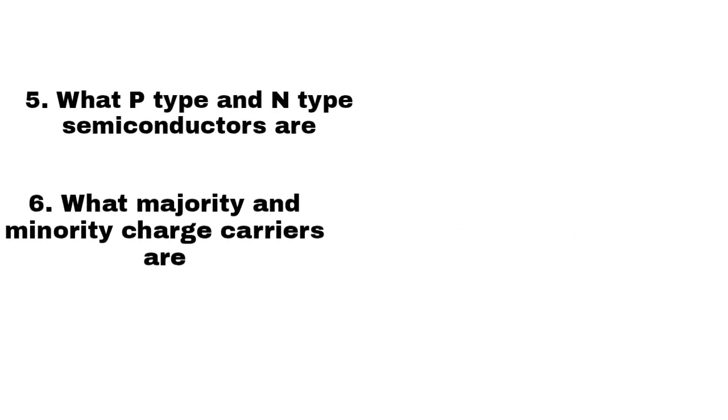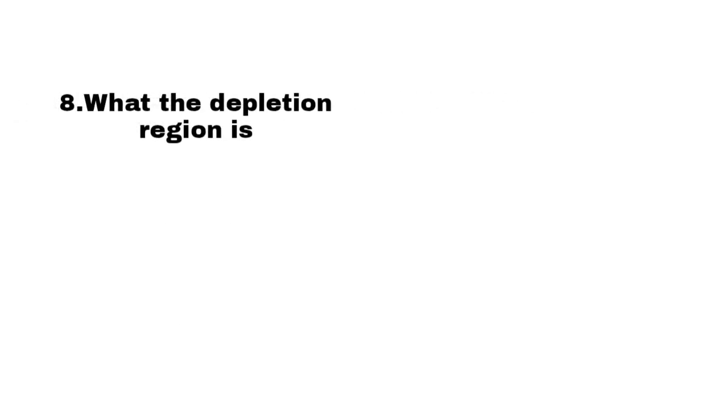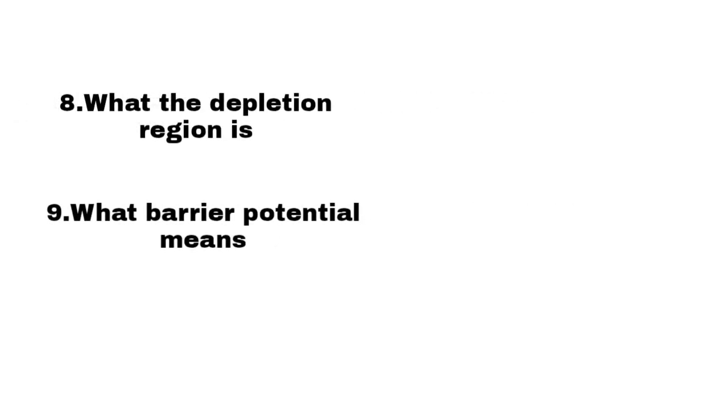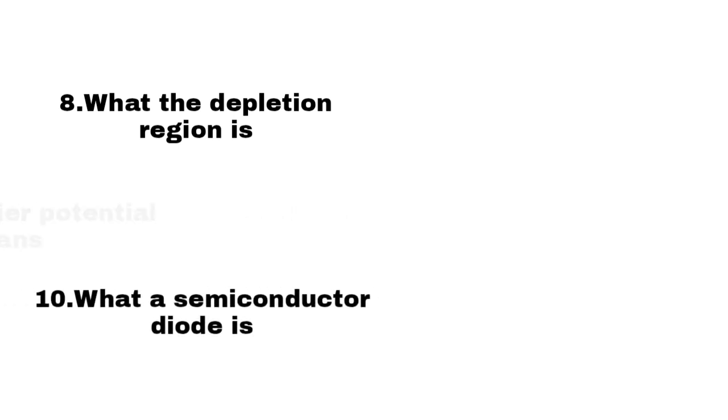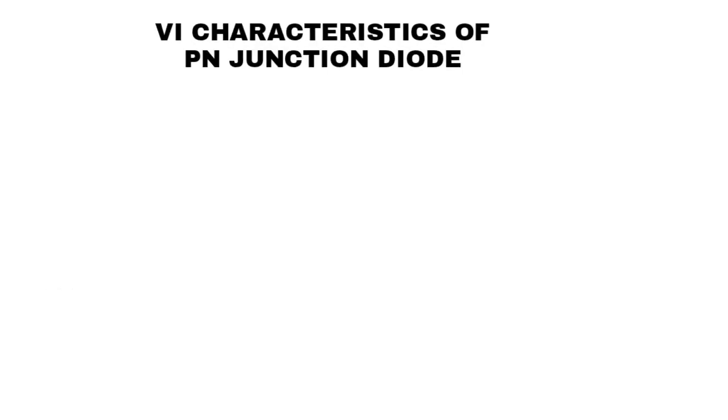and minority charge carriers are, how a p-n junction is formed, what the depletion region is, what barrier potential means, what a semiconductor diode is, what forward bias and reverse bias are. And finally, we will introduce the VI characteristics of a diode. So let's start from the very beginning.